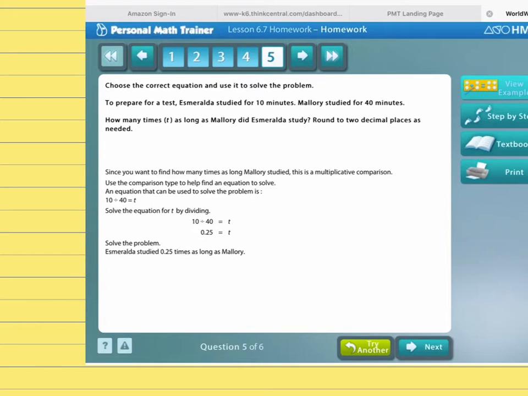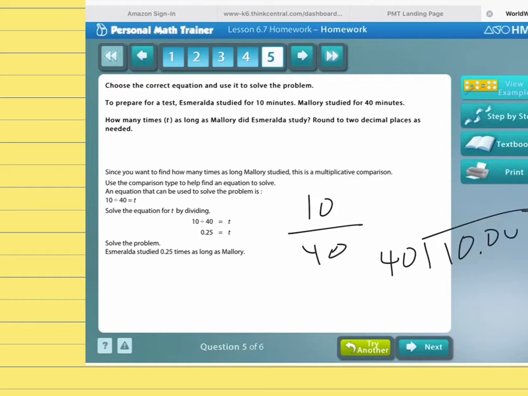All right, so they did the exact same thing, just a little differently. They said, okay, what part of it? Well, they compared Esmeralda, 10, to Mallory, which was 40. So that shows the ratio of it. It's a little bit tricky, but they said 10 divided by 40 is 0.25. If you did 40 divided into 10, you would get 0.25. But 25 hundredths is the same as 1/4. So we did get the same answer. They just put it as a decimal instead.